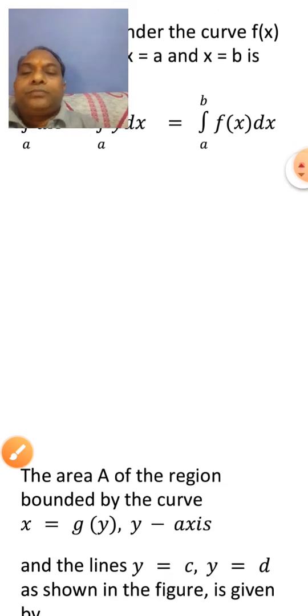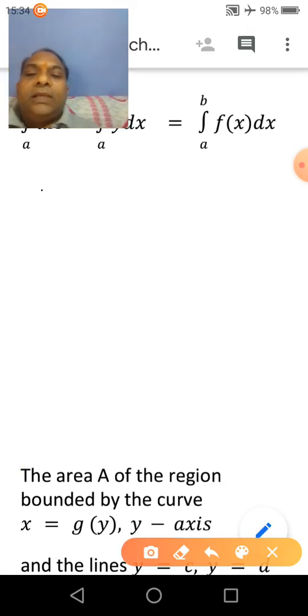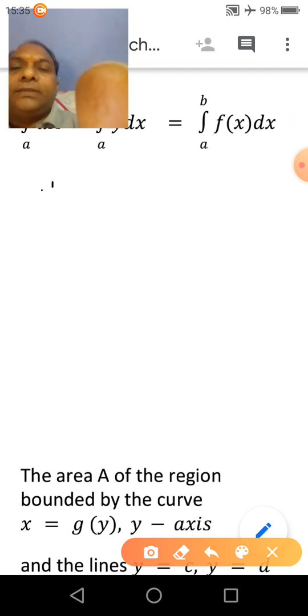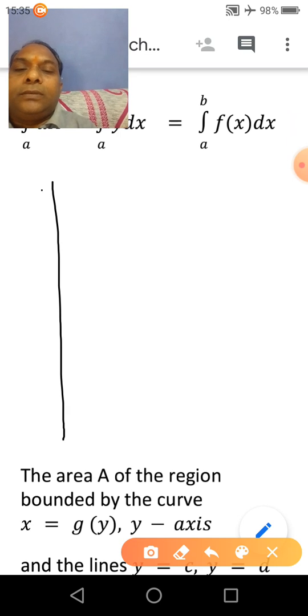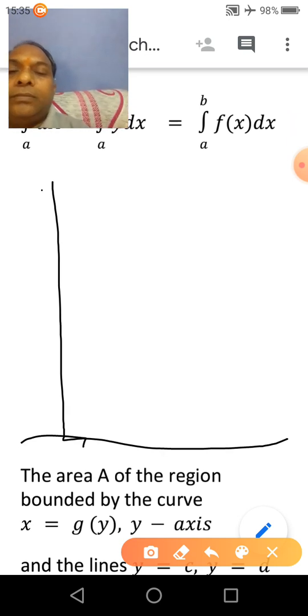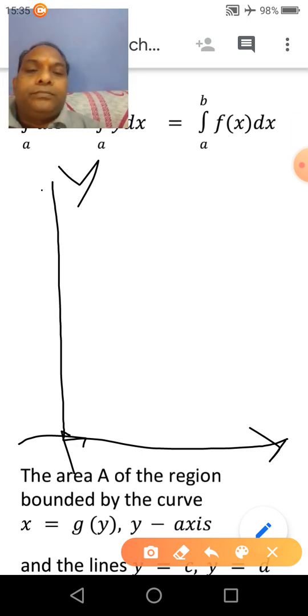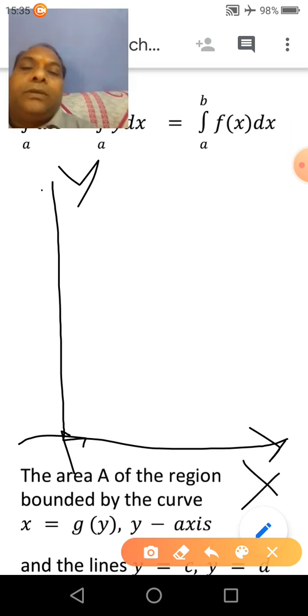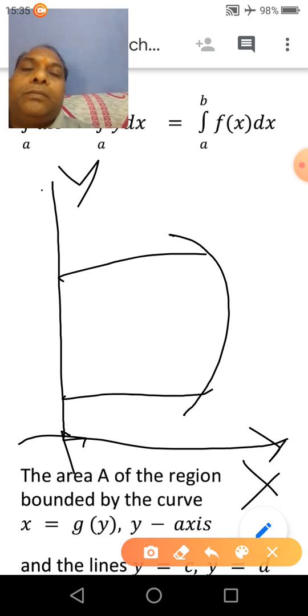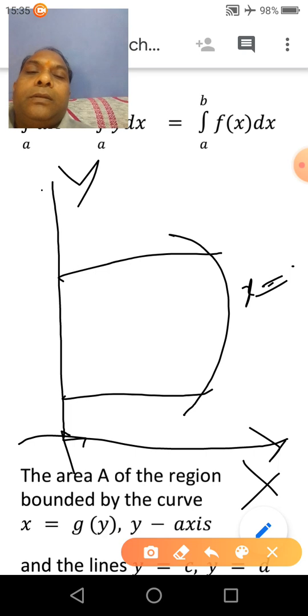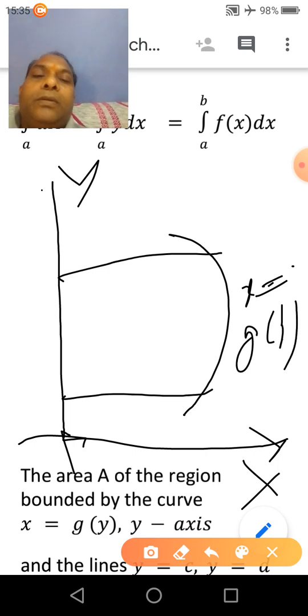Now area A of the region bounded by the curve x is equal to g(y), x is equal to g(y) is the curve. Clear?